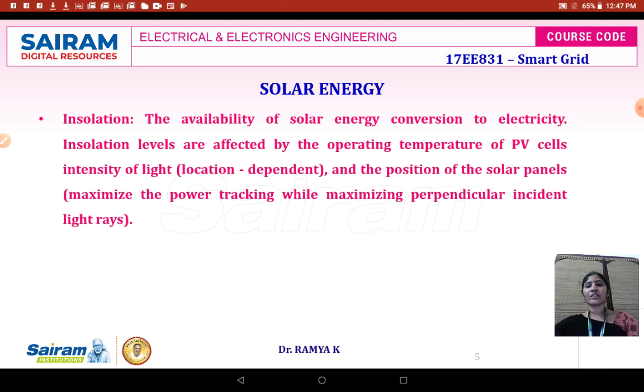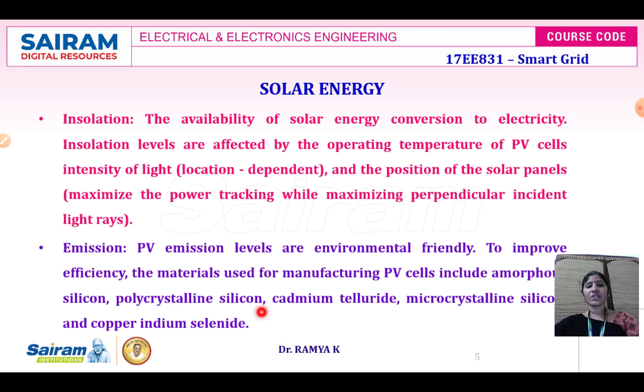so that we can track an enormous amount of power from the sun, even when the sun rays are fluctuating, or even when the operating temperature is varying from time to time. Therefore maximum power point tracking is essential if we want to maximize the power perpendicular to the incident rays. Emission, the amount of power that is emitted from the sun, is also important, and it is also going to be an environmentally friendly one.